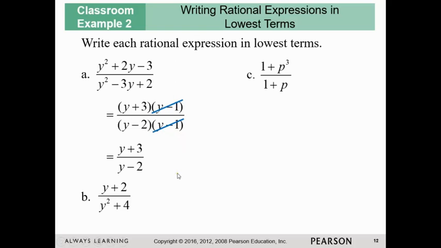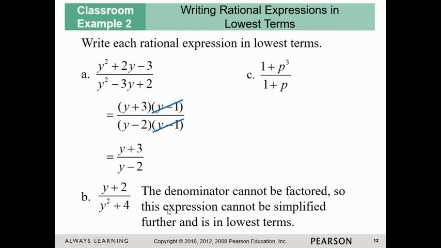So looking at B, this one here, y squared plus 4 is a sum of squares. Remember, there is no special factoring formula for sum of squares, only difference of two squares. So this particular one in B is already in lowest terms.